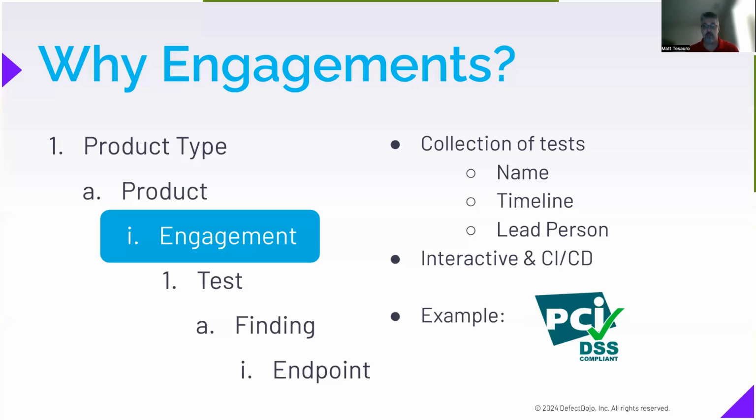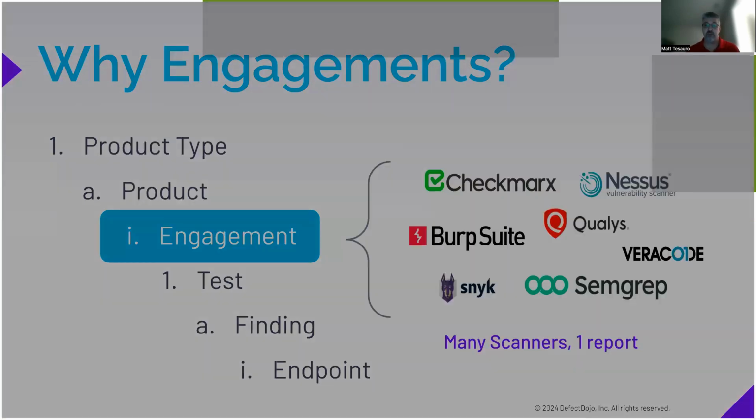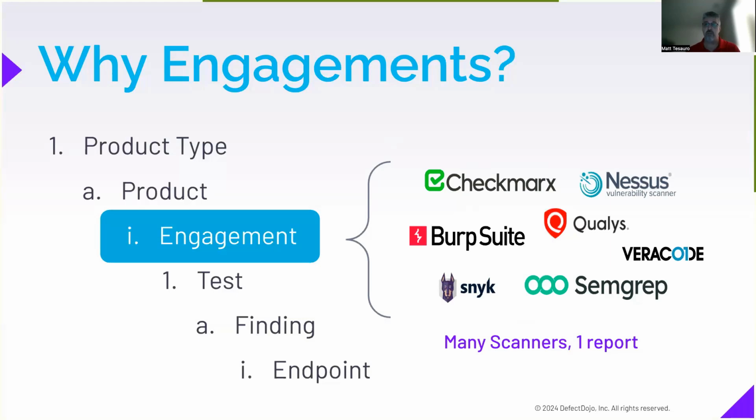Well, I think the big thing for engagements is it allows you to take multiple scanner outputs and stick them together, particularly for reporting purposes. So if I want to run the 12 tools that I have and have one report come out of that, I can do that, as opposed to running 12 tools and having 12 reports come out of DefectDojo. So that's why engagements exist in the data model.